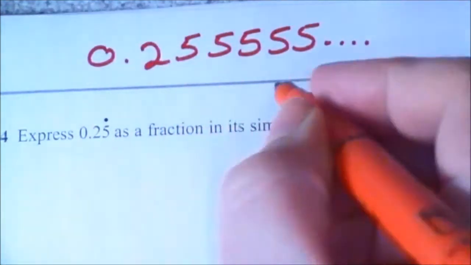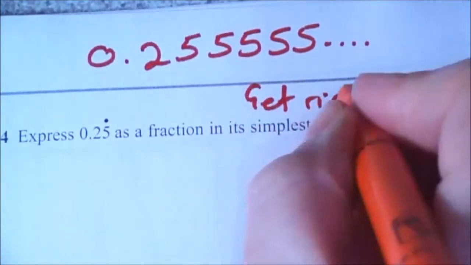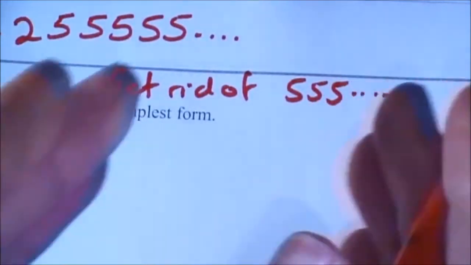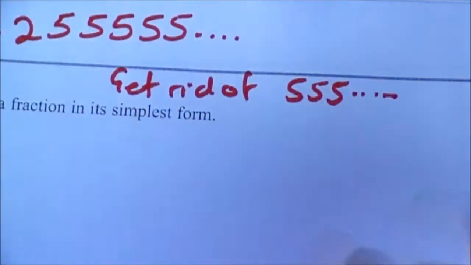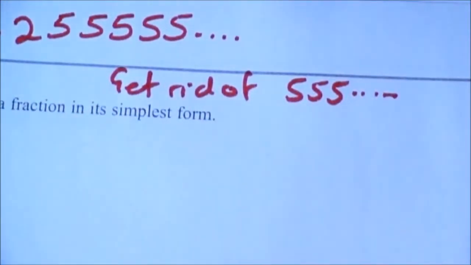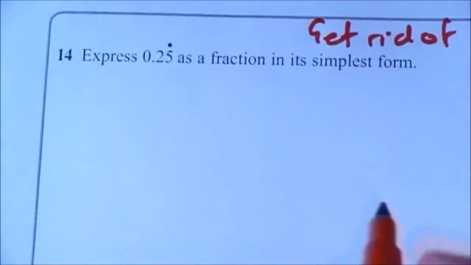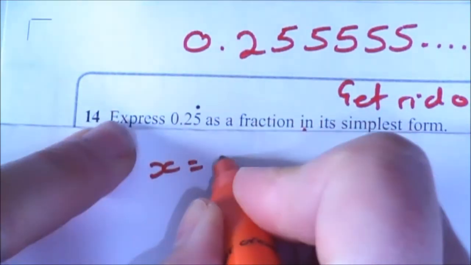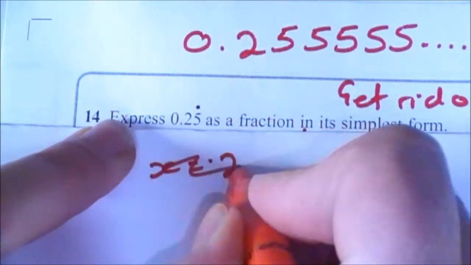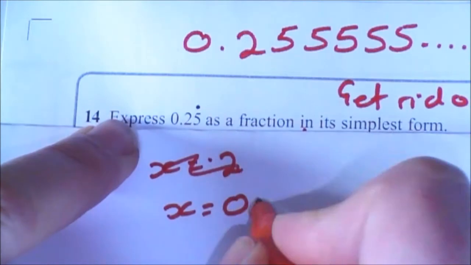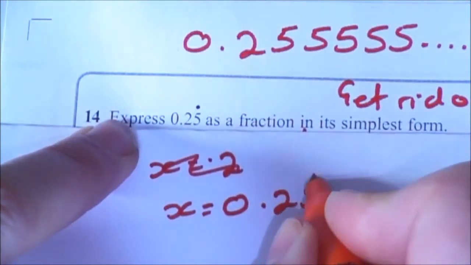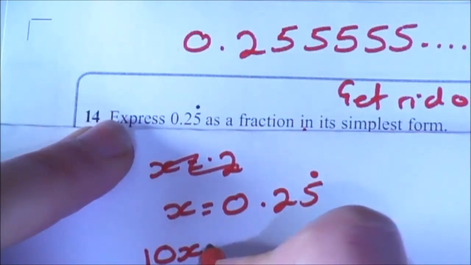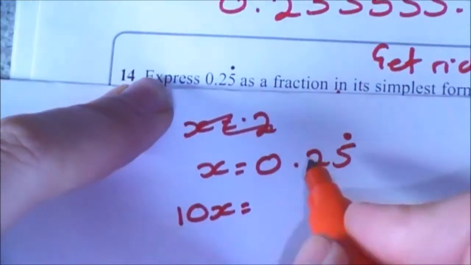What I need to do is get rid of all those 5s that keep going. Because if I can get rid of the recurring 5, then I'm just left with integer numbers, and I can work with those and express them as a fraction. So I'm going to start by making the statement that x is equal to 0.25 recurring.